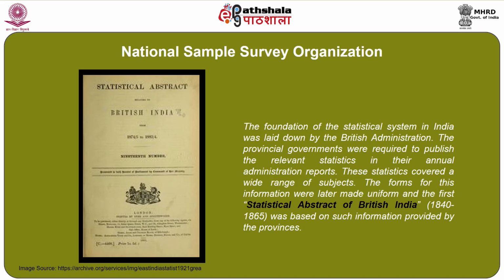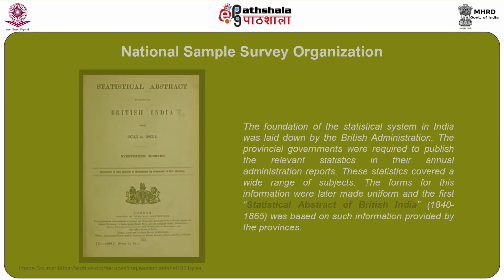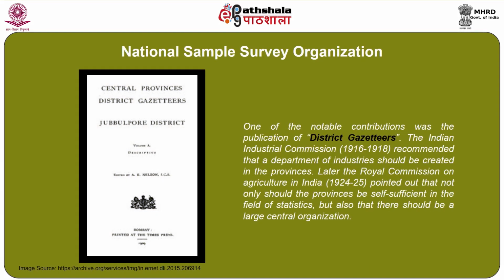The forms for this information were later made uniform, and the first Statistical Abstract of British India, which was published for the years 1840 to 1865, was based on such information provided by the provinces. One of the notable contributions was the publication of district gazettes. The Indian Industrial Commission, 1916 to 1918, recommended that a Department of Industries should be created in the provinces.